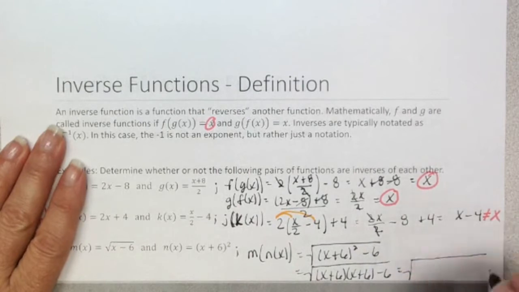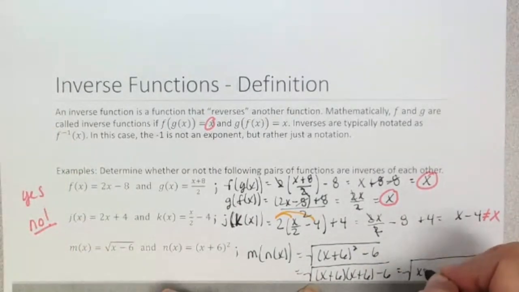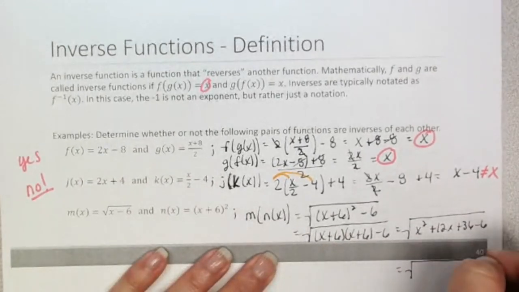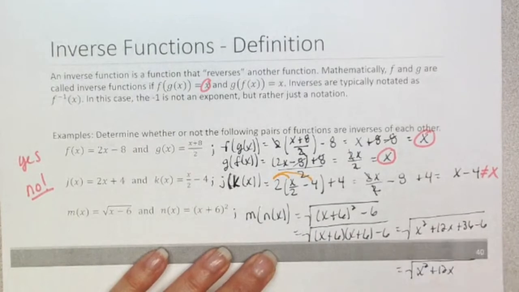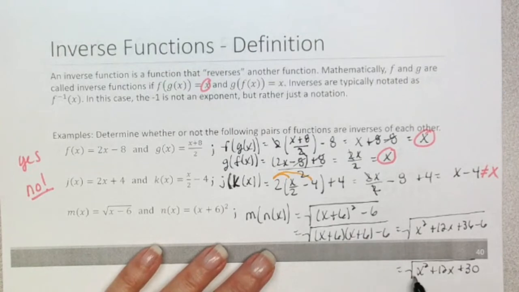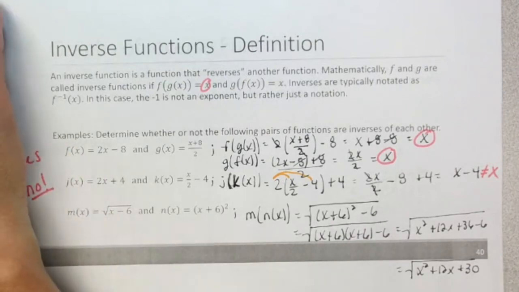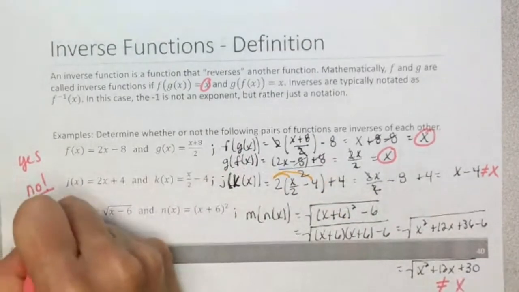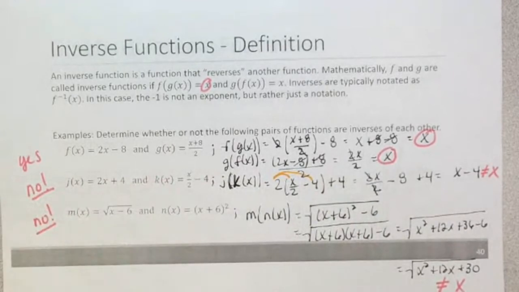Which is the square root of, let's see, x times x is x squared plus 6x and another 6x, so that's plus 12x plus 36, then minus that 6. So this simplifies down to the square root of x squared plus 12x plus 30. And that is not the square root of x plus 6 squared. That, in fact, doesn't even simplify any further. So this is not equal to x. So once again, no, these are not inverse functions.